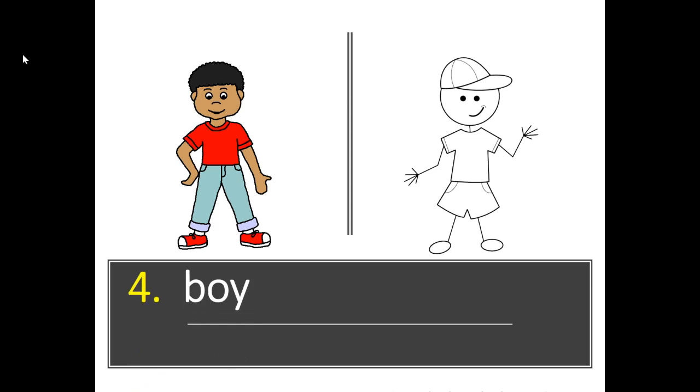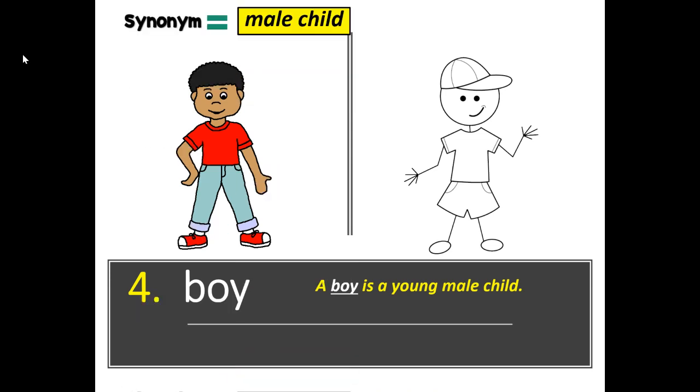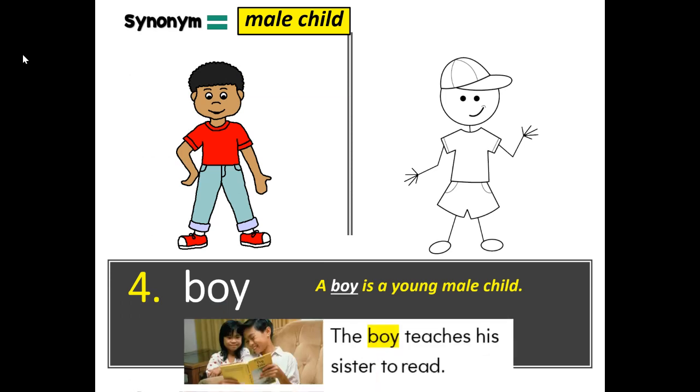B-O-Y. Boy. A boy is a young male child. Boy, B-O-Y. So a synonym for boy is male child. The boy teaches his sister to read. You could also say the male child teaches his sister to read.